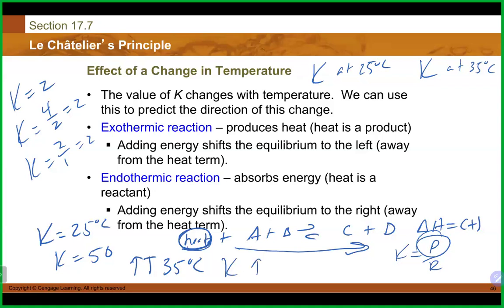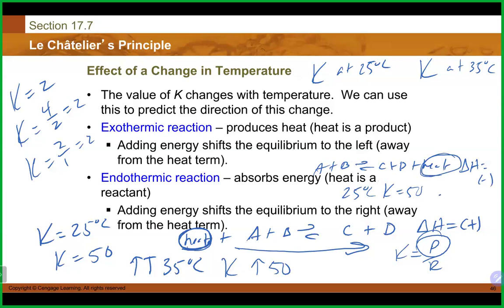It should be higher than 50. And vice versa, obviously, if we lowered the temperature in this case, the K value should be less than 50. The same sort of thing could happen if you had an exothermic equilibrium reaction, where heat is a product. So if your K was 50 at 25 degrees Celsius, and you increased it to say 35 degrees Celsius, your K value now will go down.